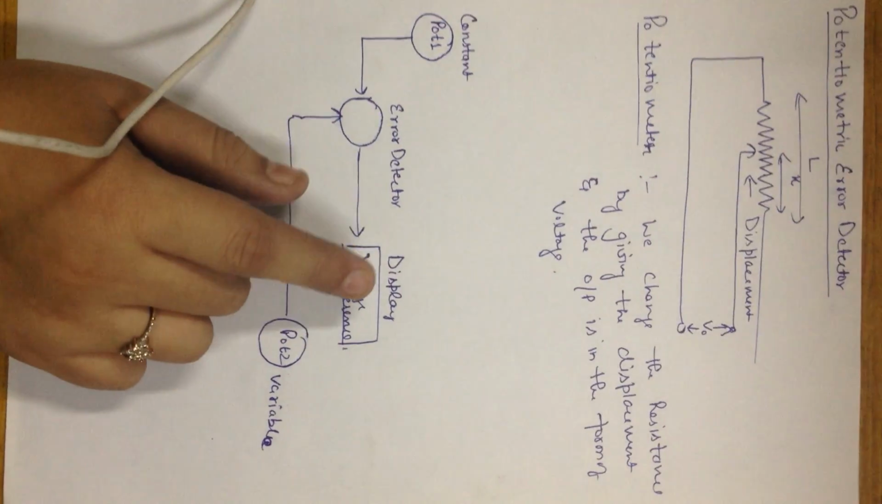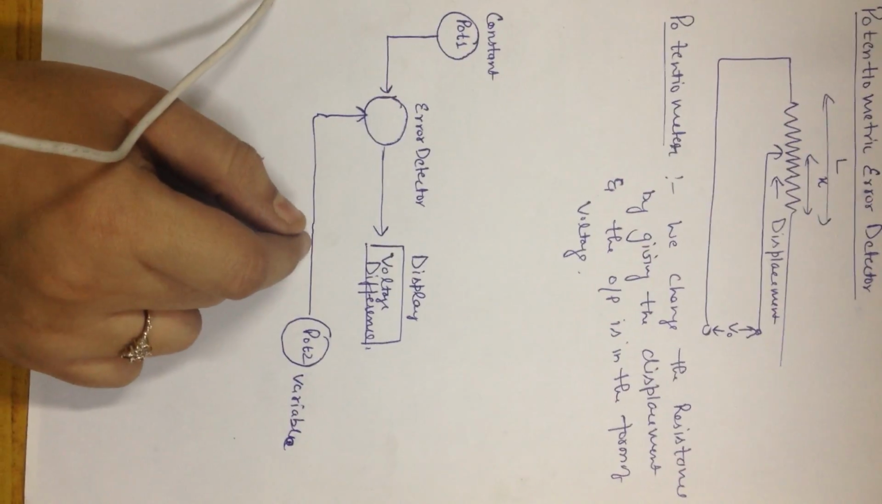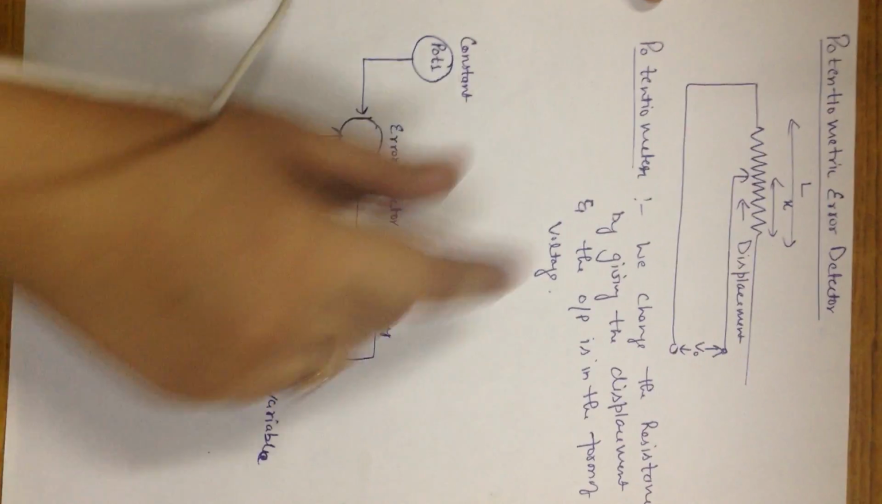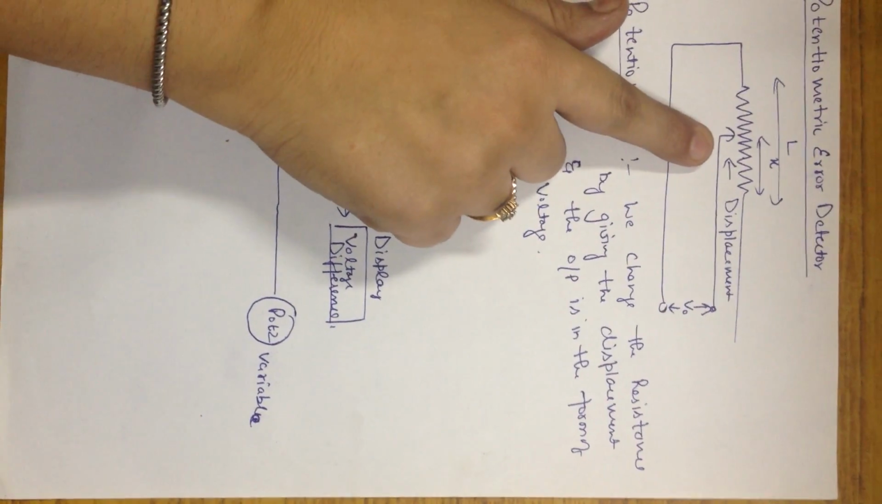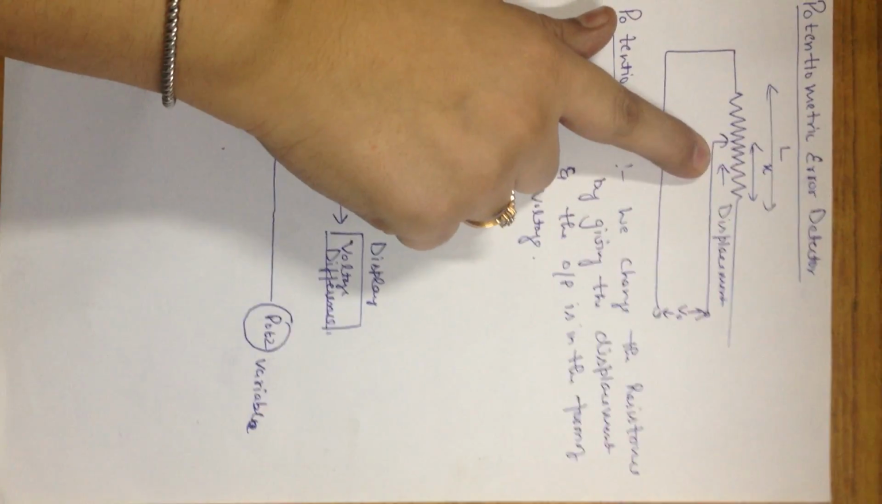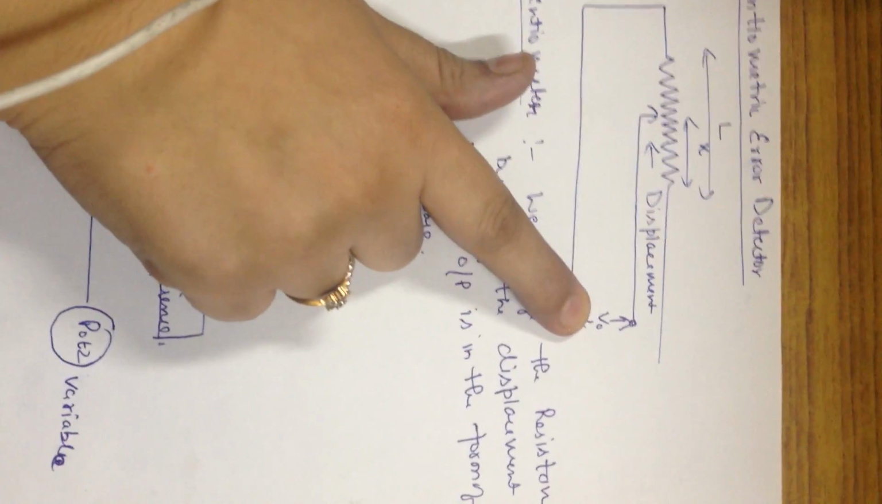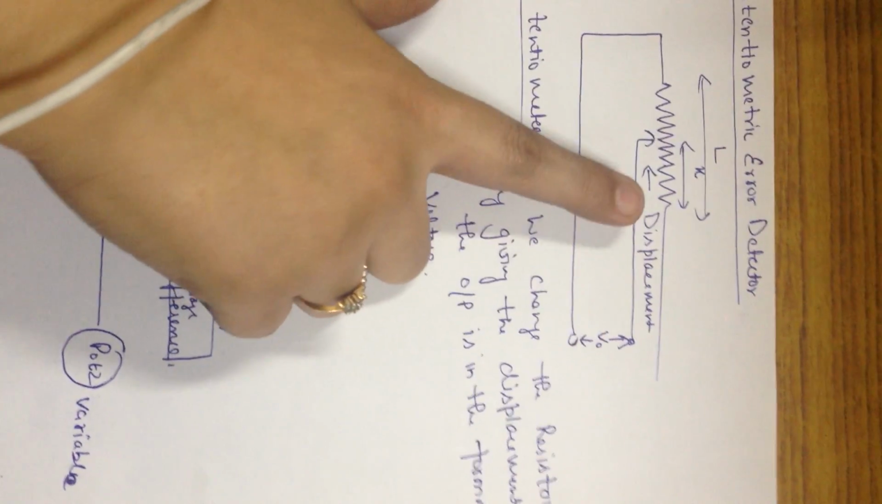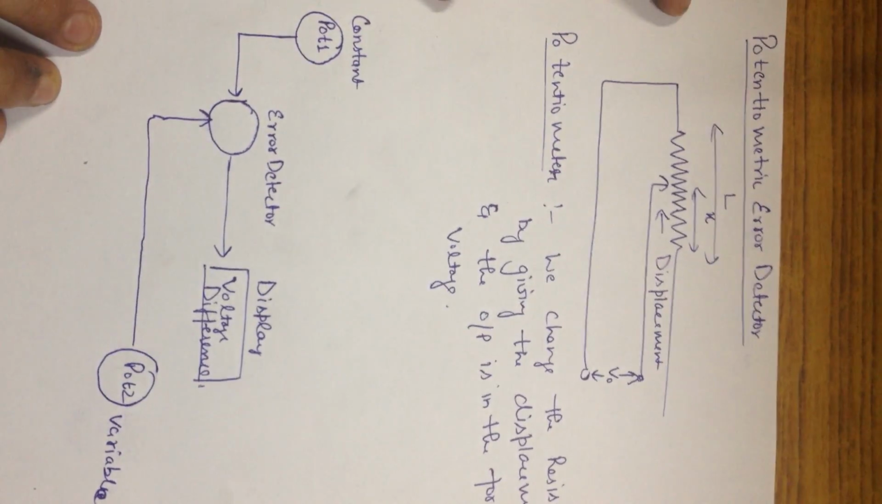Here we are doing potentiometric error detector. Let me tell you what is first potentiometer. In potentiometer we change resistance by giving the displacement to the system, and what we get is the voltage output. So this is the basic what is potentiometer.